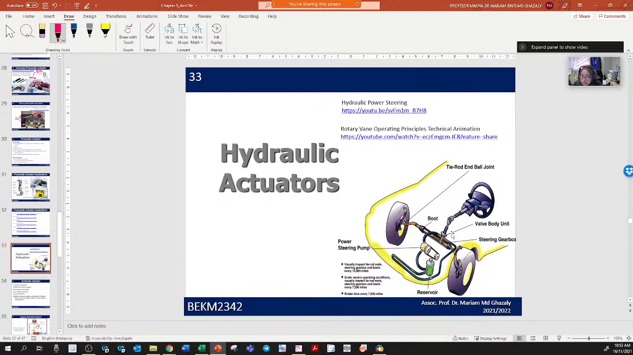So basically, if you see here, there's a car, and the car's steering system is either manual or power steering. The common power steering uses a hydraulic actuator or hydraulic system. If you open the front cover of your car, you will see a pump that compresses the hydraulic liquid, and what we call a reservoir, and it controls the steering. It means that you can ease off steering when you have this type of system.